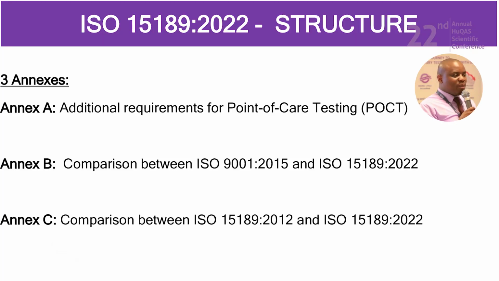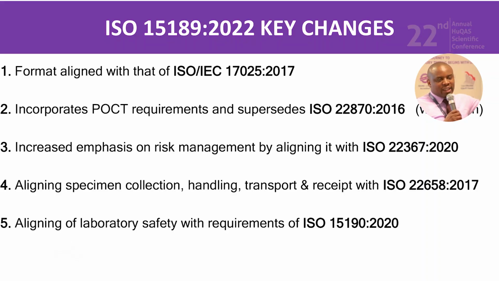Then Annex C talks about the current version of the standard and the former. What are these changes between the 2 versions of the standard? So, in terms of the key changes, just to highlight, because we may not have the time to go through all of them, there are 5 key changes that you'll notice from this new standard. Number 1 is the format.